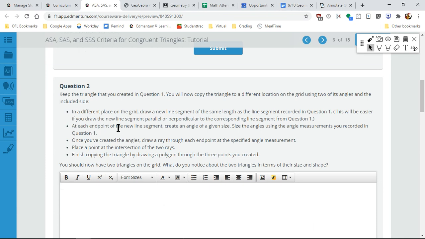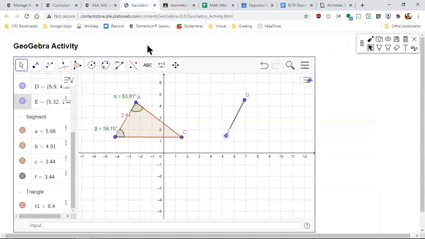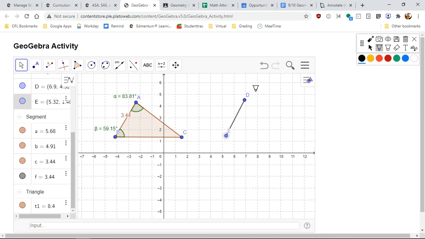At the end point of the new segment, create an angle with the given size. So what I'm going to do is I want to create an angle that's the same as this. I'm going to pretend that my D is the same as my A. This also makes it easier whenever you're making these because there's one of these in the activity.